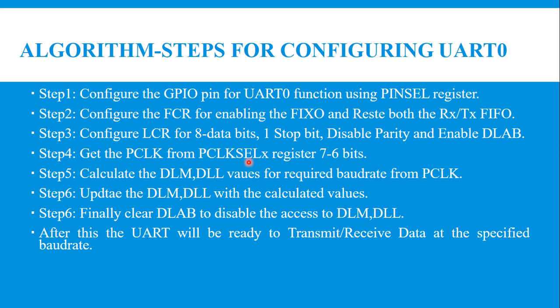Now get the processor clock information from the clock select register. Even though, while preparing the hardware experiments, we have already done this peripheral clock selection in the system file, so there is no need to do it here. Calculate the DLM and DLL values for the required baud rate from the peripheral clock, and then load the values into DLM and DLL. Finally, clear the DLAB bit to disable access to DLM and DLL.